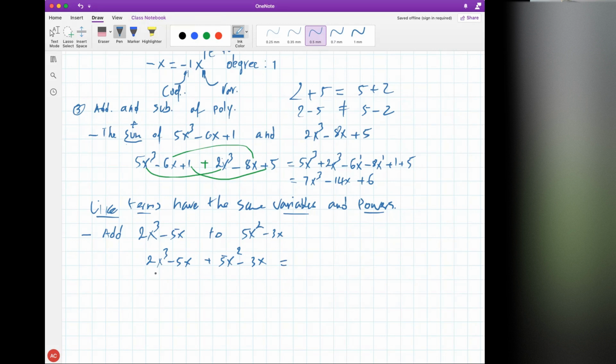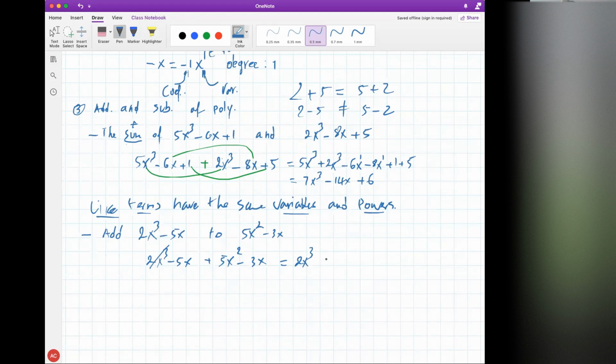Do we have any like term to this one? No, there is no like term. So x cubed, there is no x cubed. So write it down first. Then what about this one? Does it have a like term? Yes, minus 3x. That's right.